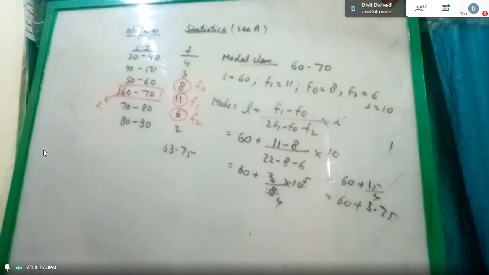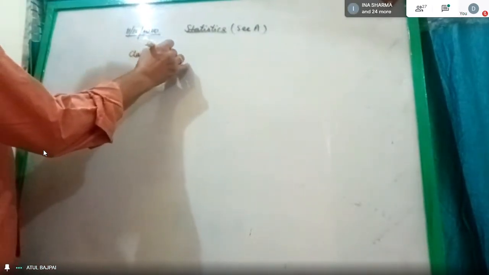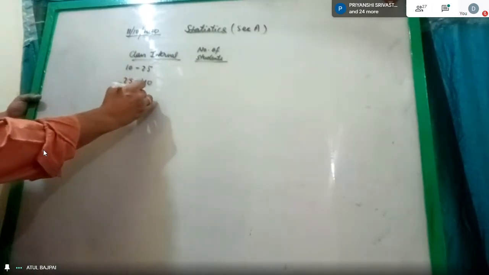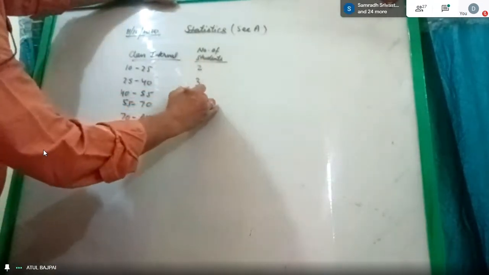Okay, let us take one more question on mode. Class interval and number of students. 10 to 25, 25 to 40, and continue till 100. Number of students: 2, 3, 7, and so on. Sigma f.